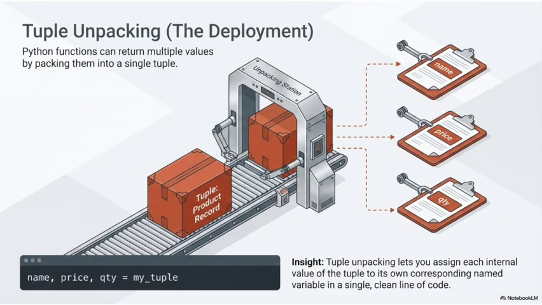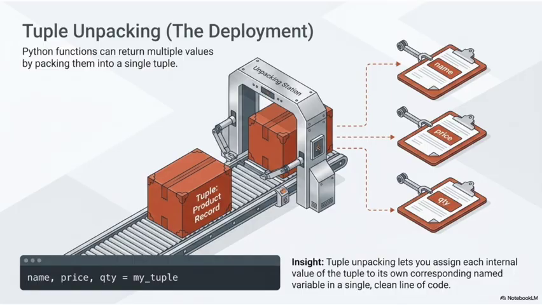Tuple unpacking is one of Python's most elegant features. It assigns each element of a tuple to its own named variable in a single clean line. The standard way to access a tuple's elements is by index: my_tuple[0], my_tuple[1]. Tuple unpacking, though, collapses this into a single assignment. Name, price, quantity = my_tuple. Python assigns the first element to name, the second to price, and the third to quantity, simultaneously in one line.